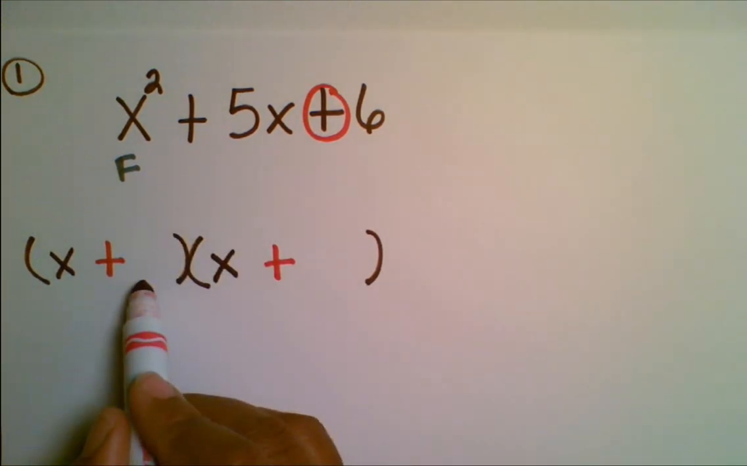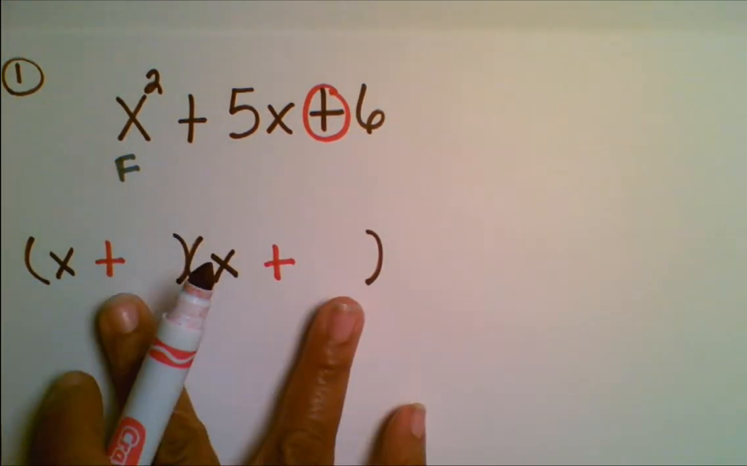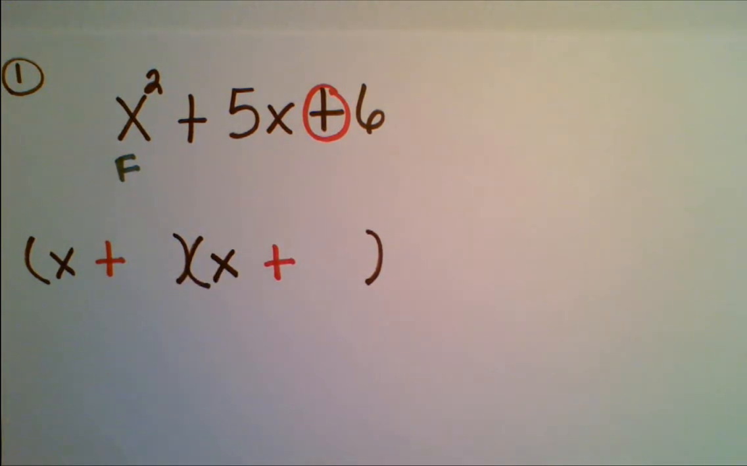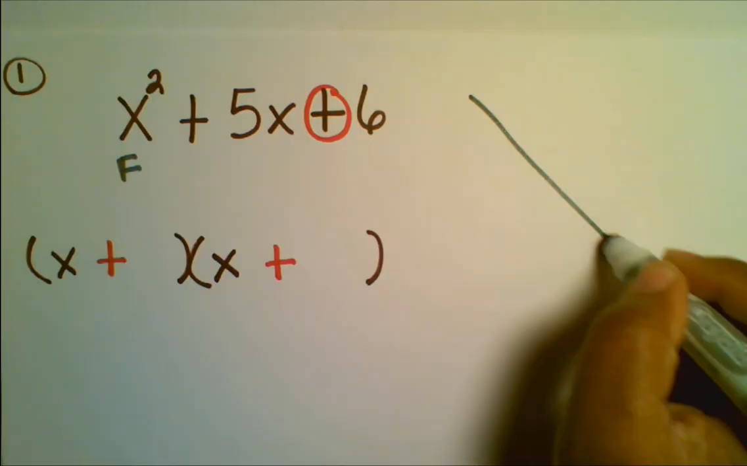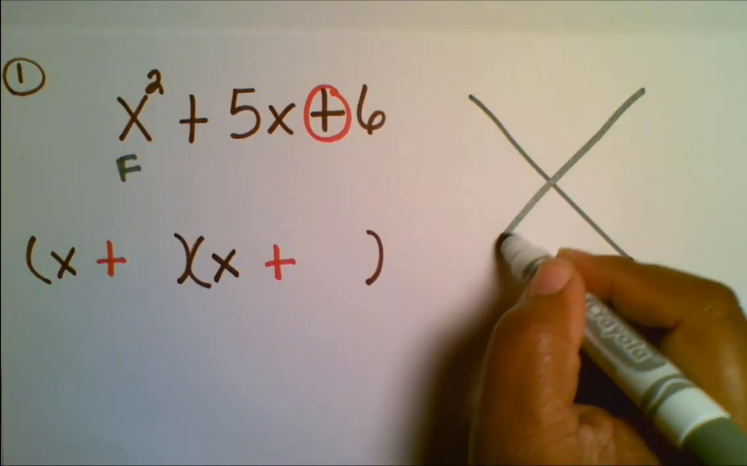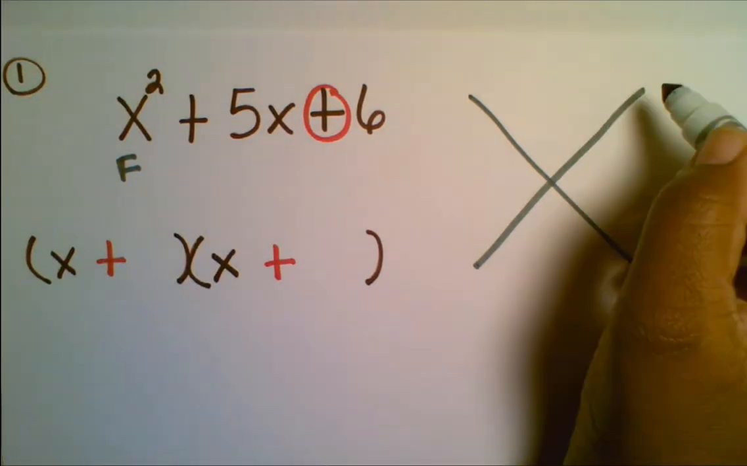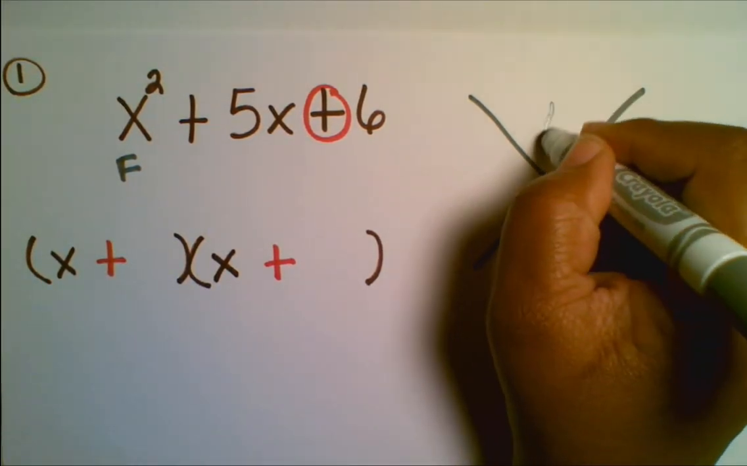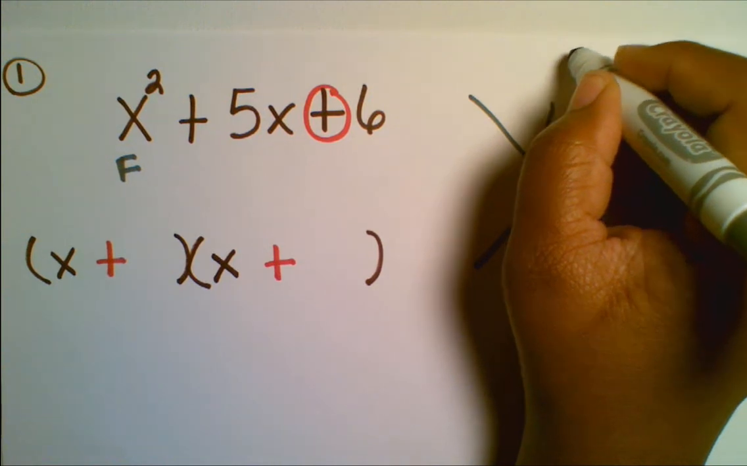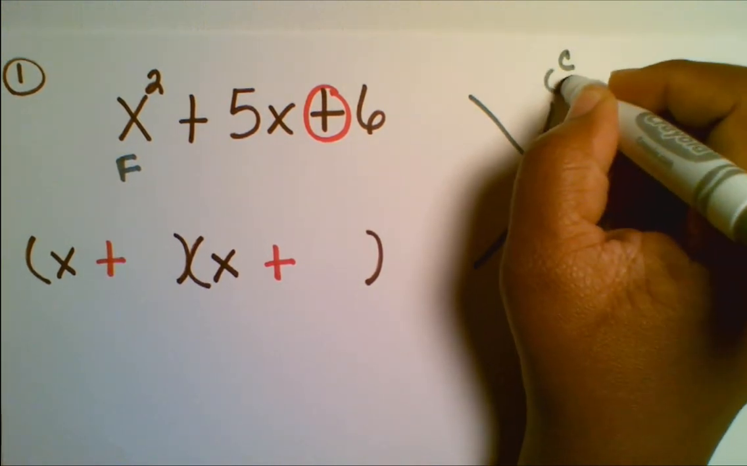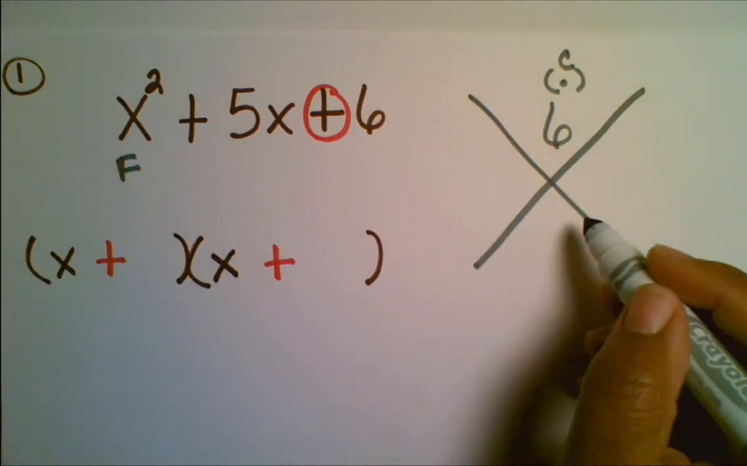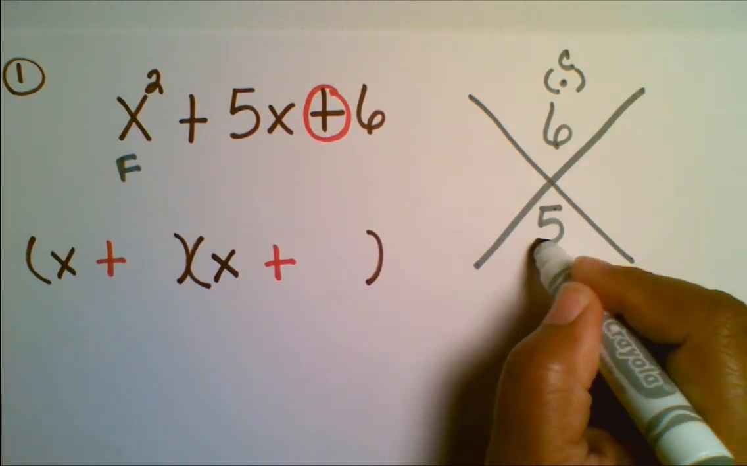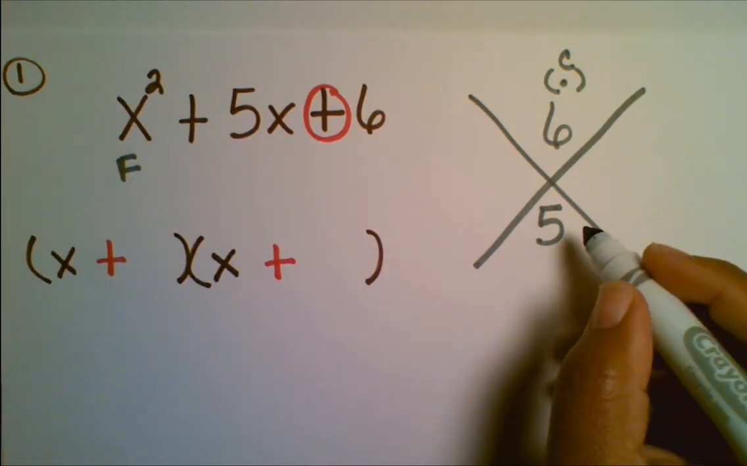And then we want to fill in the last part of this, the components. So this is where we're going to draw our x, and we're looking for factors of 6. That will be our C, multiplying. That will add to give us the middle term of 5. That will be our B.